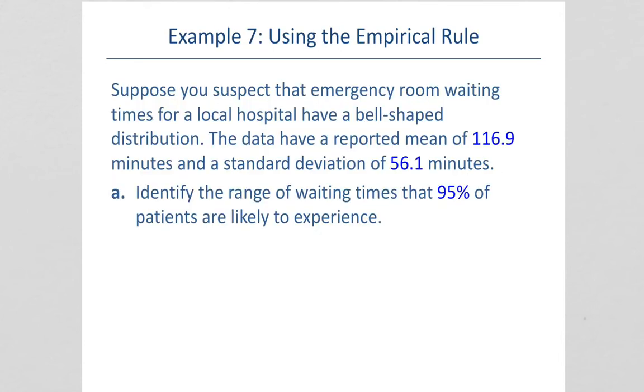To understand this, let's look at an example. Suppose you suspect that the emergency room waiting times for a local hospital have a bell-shaped distribution, which is required for us to use the empirical rule. The data have reported a mean of 116.9 minutes and a standard deviation of 56.1 minutes. Identify the range of waiting times that 95% of patients are likely to experience. And I thought I had put a bell curve on here, so I'll pause and do that.